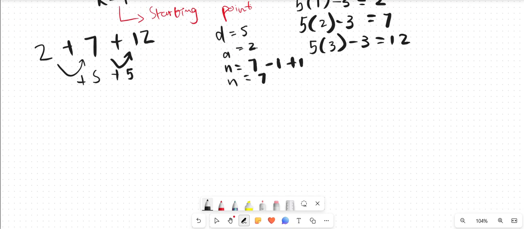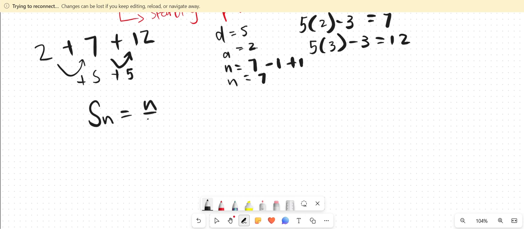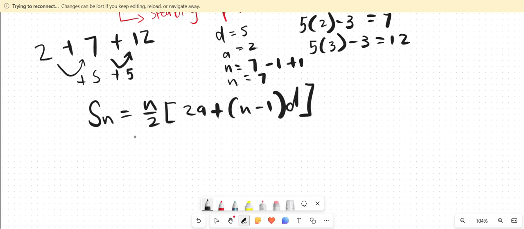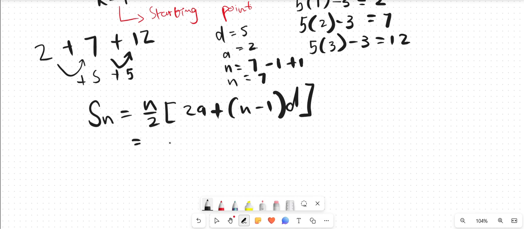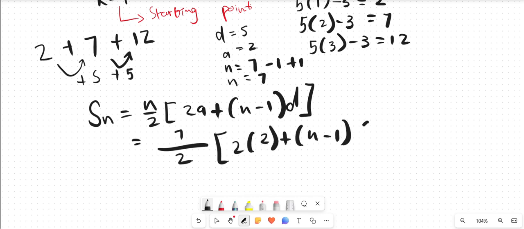So I have all of this, and I'm trying to find what? Remember, what is the whole point of this? We're trying to find the sum, but this is an arithmetic pattern, so I'm going to use the arithmetic sum. It looks like this. I'm going to use this one, not the one that uses the L. And if you substitute, n is 7, a is 2, and your d is, what is it? It's a 5.